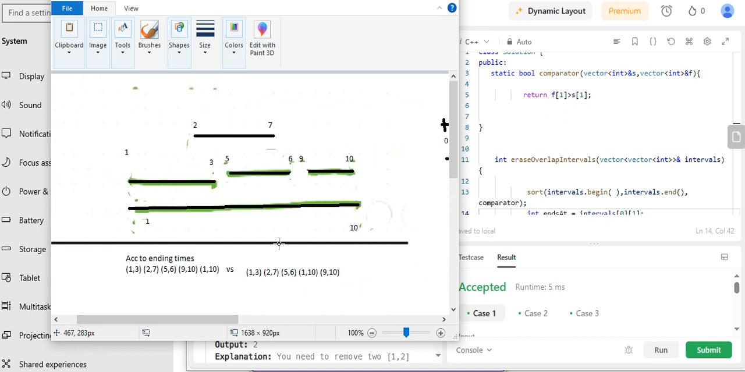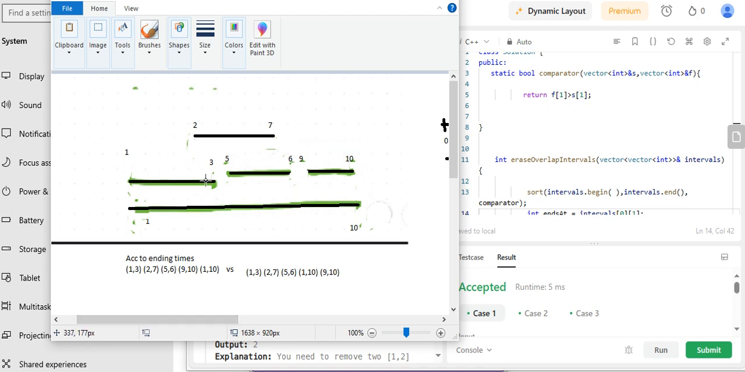Let's look at another example just to make the algorithm drill deeper. Let's see, we have 1, 3, 2, 7, 5, 6, 9, 10 and 1, 10. Okay, so here also the ending times are the same. So here 9, 10 and 1, 10 have the same ending time. So as I said, that doesn't matter. We can place the 1, 10 before 9, 10 or after that, ascending start time, descending start time, doesn't matter.